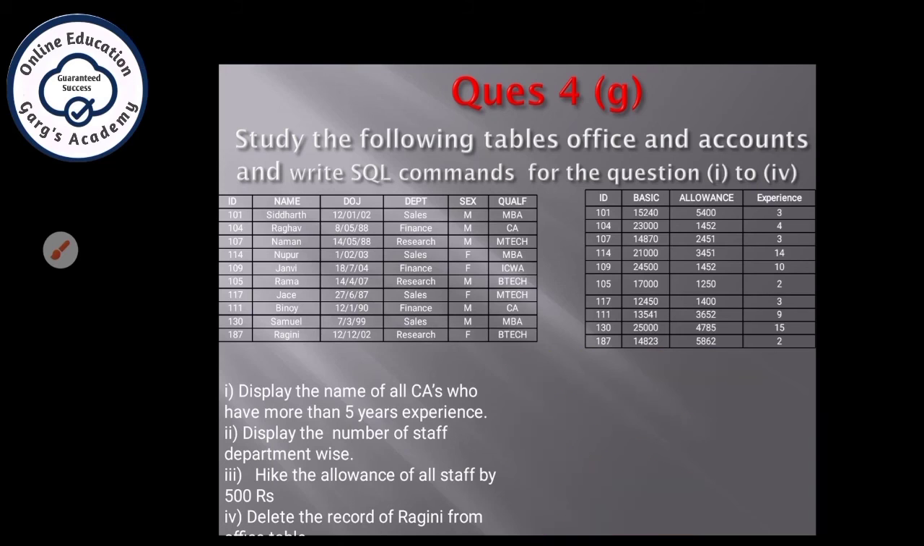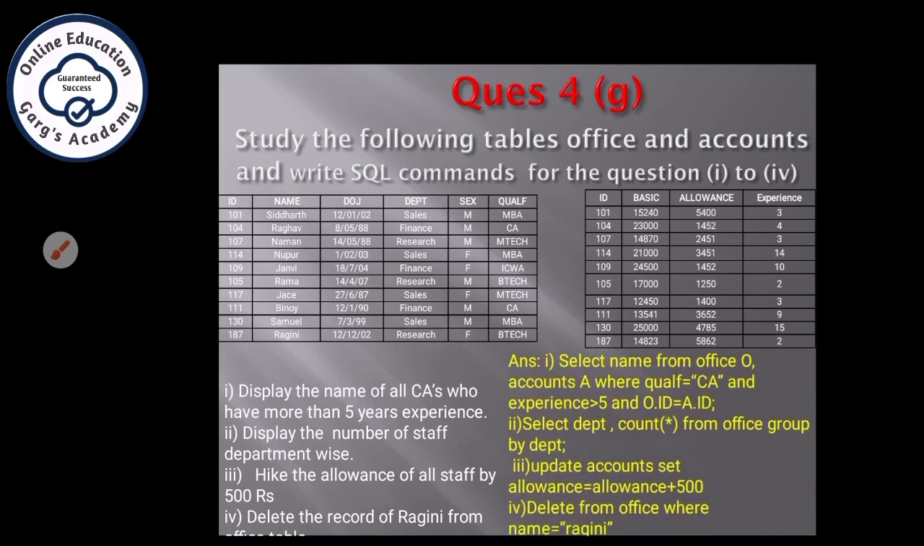Third question. Hike the allowance of all staff by 500 rupees. How will you hike? Hike means increase, means you have to change the data, for which you will use the update command, and you will write update accounts set allowance equal to allowance plus 500.